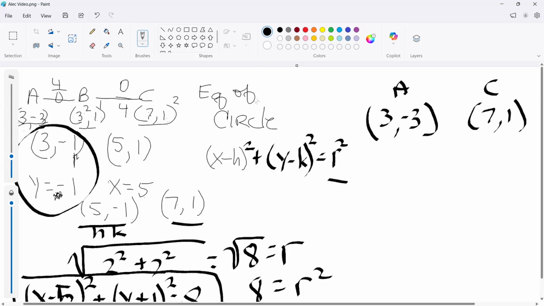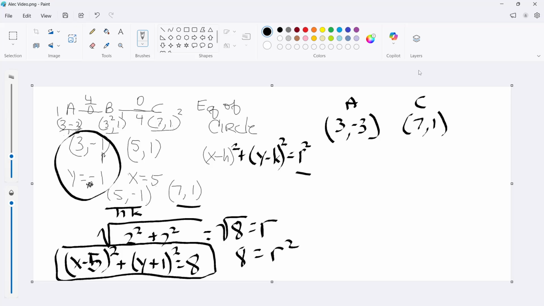Okay, let me find the midpoint. 7 plus 3 is 10. 10 divided by 2 is 5. -3 plus 1 is -2. -2 divided by 2 is -1. So 5, -1 is the midpoint.